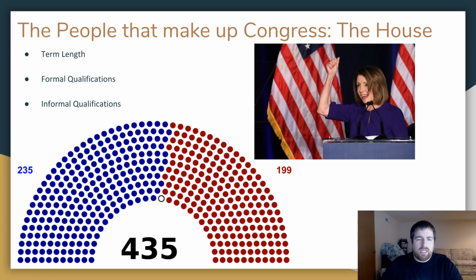Now you can see here, this dotted figure shows the makeup of the House after the 2018 election. There are 235 Democrats, 199 Republicans, and as of the recording of this video, you can tell at the bottom there's that one white dot. That is because there is one seat that has not actually been decided yet.